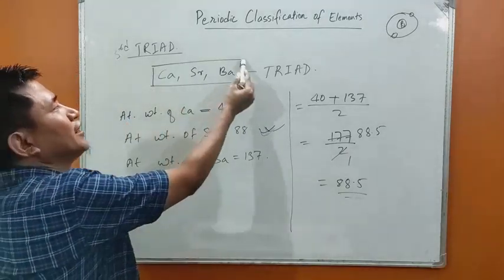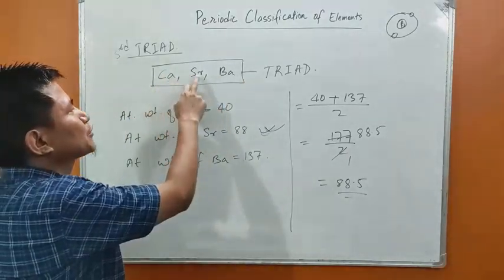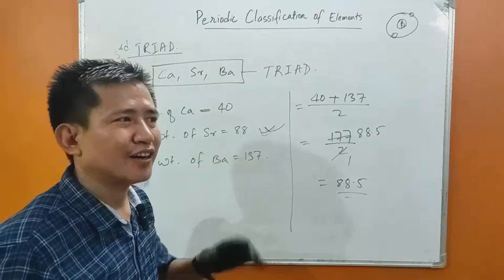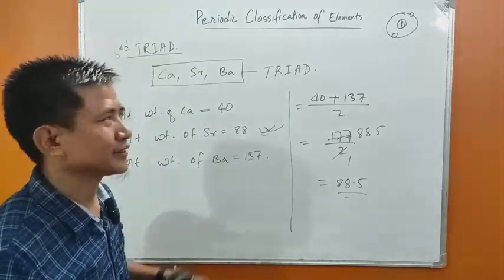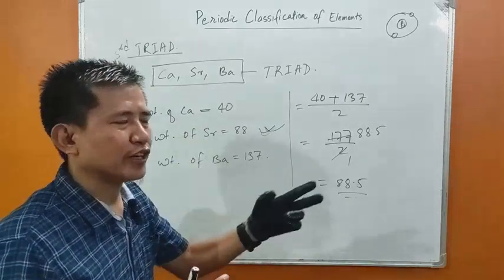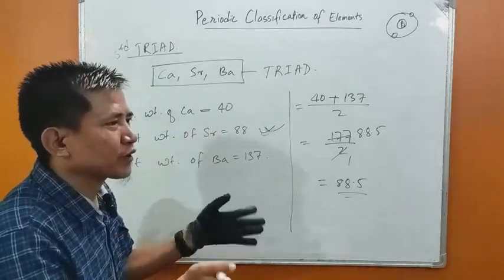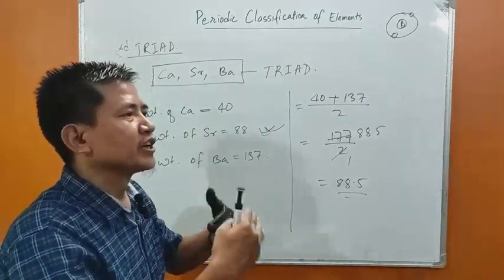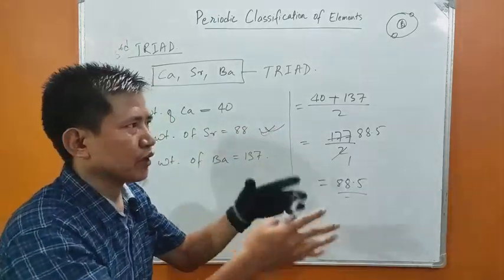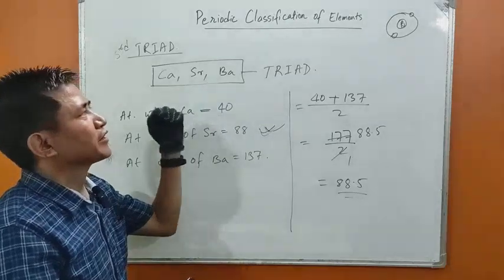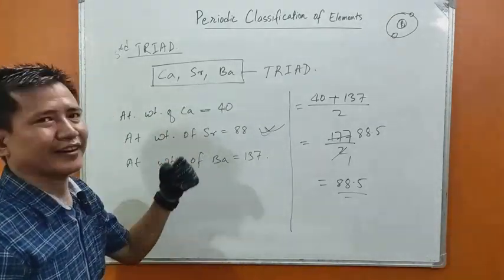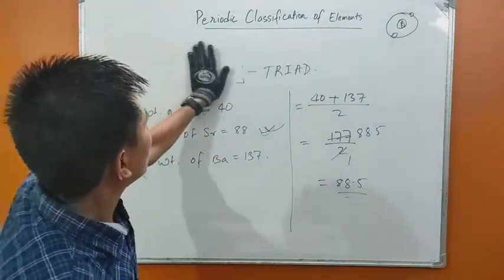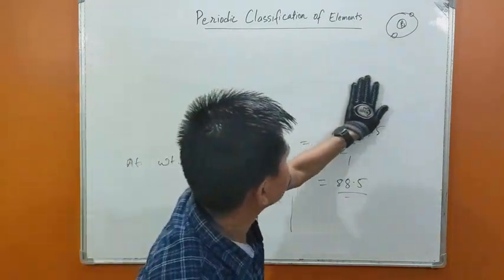Now let us check out the properties of these three elements, calcium, strontium and barium. All these are called alkaline earth metals, and they have similar properties. They are all metals. They lose two electrons in their outermost orbit when they chemically combine with non-metals, and become electropositive. So all these are metals having similar properties and they form a triad according to Dobereiner. This is the triad law put forward by Dobereiner in the year 1817.